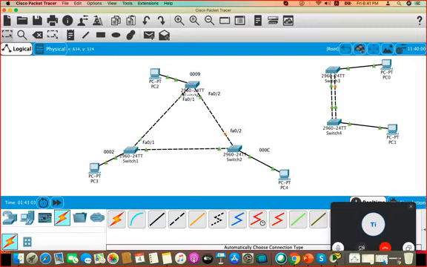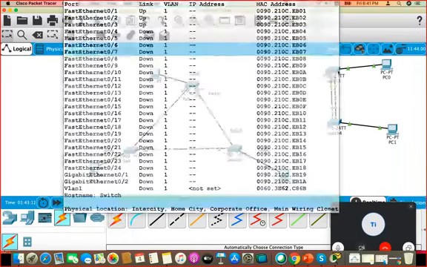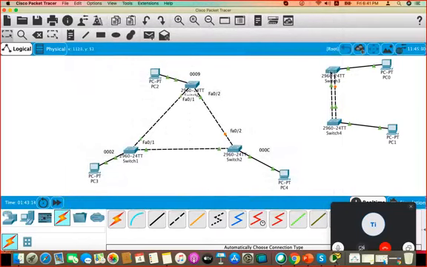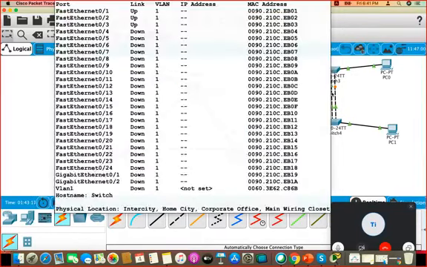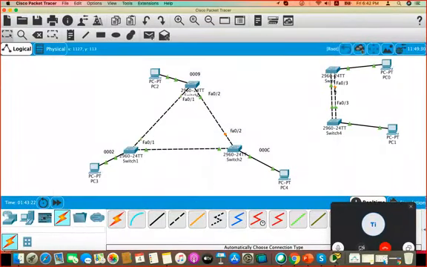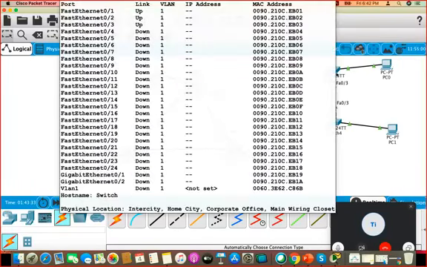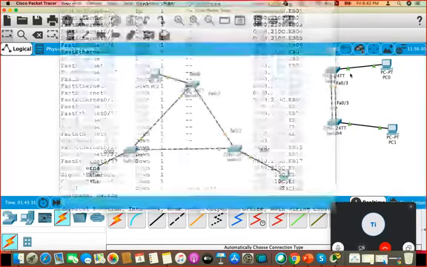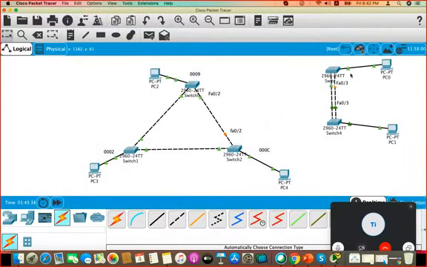When you're saying loop, what is loop? For example, the frame is going down and the frame is going up again, the same frame. And the frame is continuously moving from this switch to that switch continuously. So that is a kind of loop, a layer two loop. Oh, okay. So this is a data link layer loop, is it? Yes, layer two.